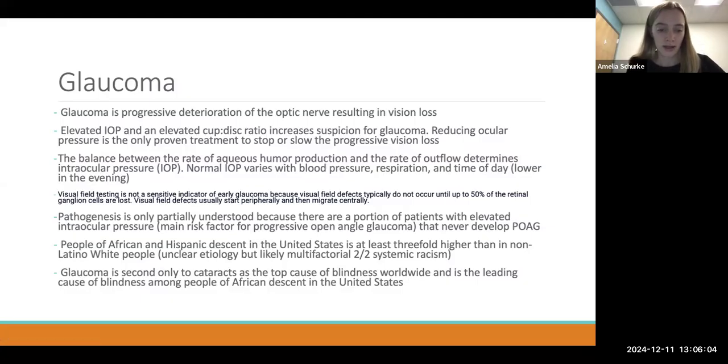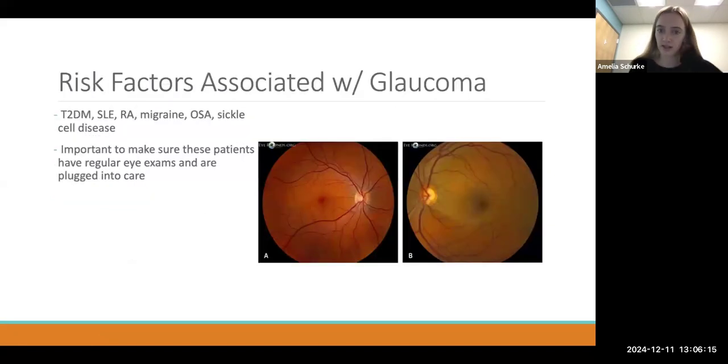And then again, glaucoma is second only to cataracts as the top cause of blindness and the leading cause of blindness among people of African descent in the United States. Here are some risk factors associated with glaucoma: diabetes, lupus, rheumatoid arthritis, migraine. I thought that was interesting. Sleep apnea, and sickle cell disease.